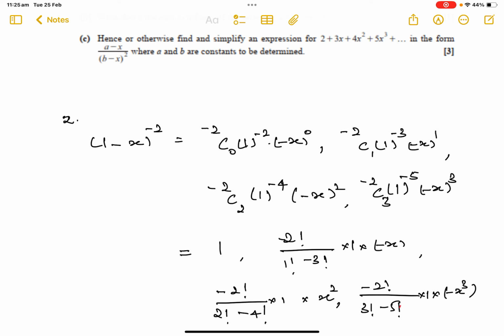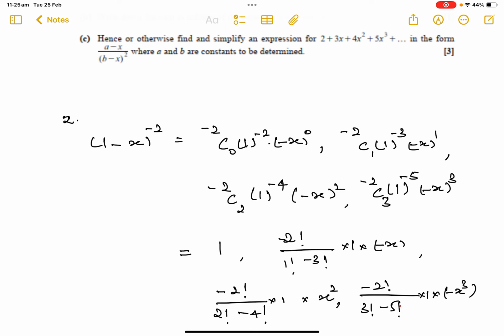And the third term is -2C2, 1 to the power of -4, since -2 - 2 is -4, (-x) to the power of 2. And the fourth term, -2C3, 1 to the power of -5, since -2 - 3 is -5, (-x) to the power of 3.